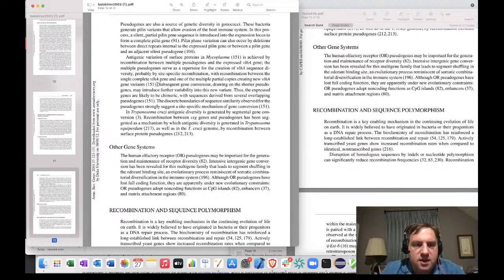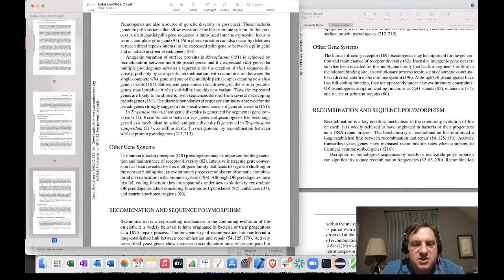So anyway, the expressed genes are likely to be chimeric with sequences derived from several overlapping pseudogenes. The discrete boundaries of sequence similarity observed for the pseudogenes strongly suggest a site-specific mechanism of gene conversion. Right, so gene conversion often happens when you have sequences that are very similar in both the origin and the destination.